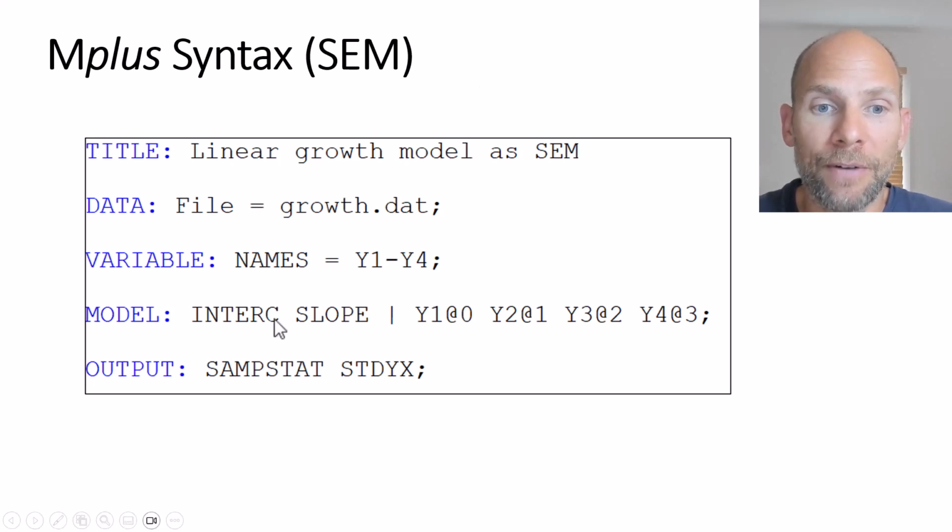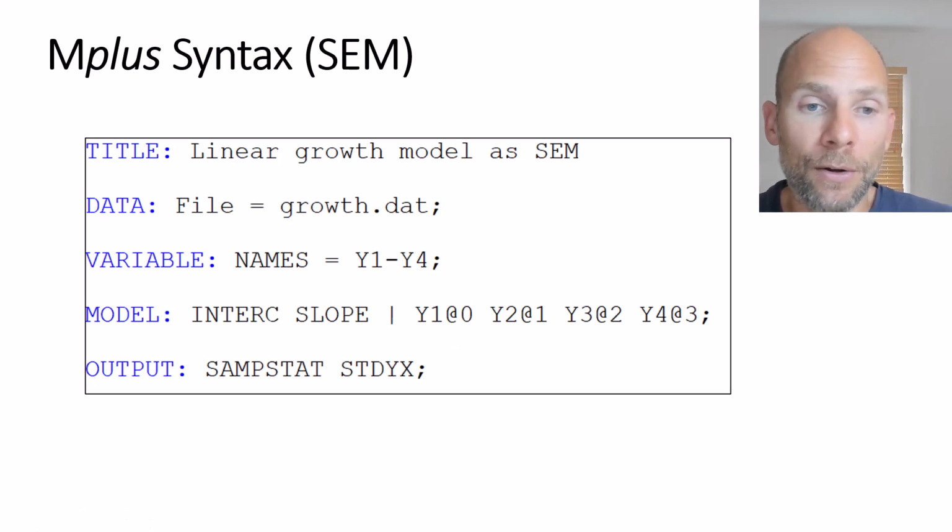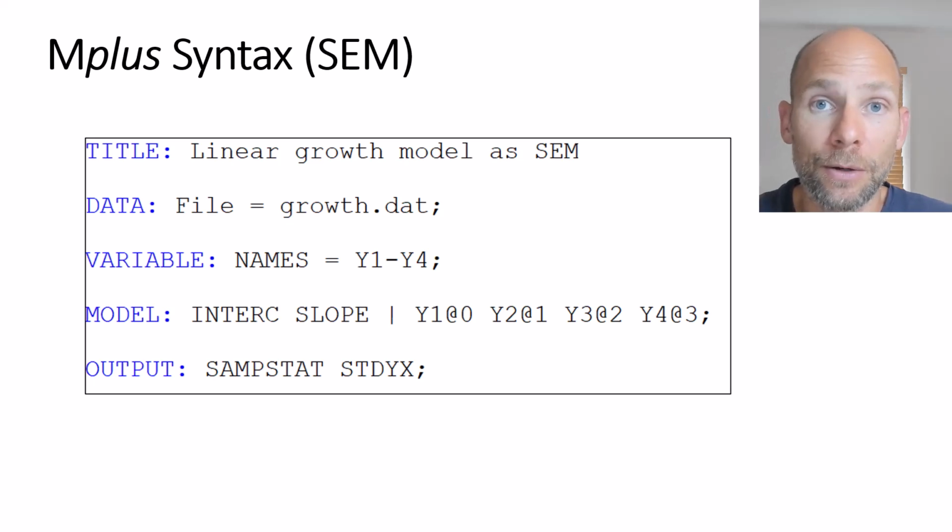Intercept is the intercept factor, slope is the slope factor. Those are labels that I picked. And then behind the vertical bar here, the symbol, we have the 4 variables with loadings fixed according to linear growth on the slope factor. The first variable doesn't load on the slope factor, so has a loading fixed at 0. And then y2 has a loading of 1 on the slope factor, y3 has a loading of 2, and y4 has a loading of 3.